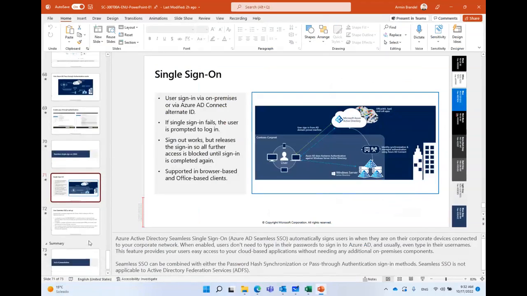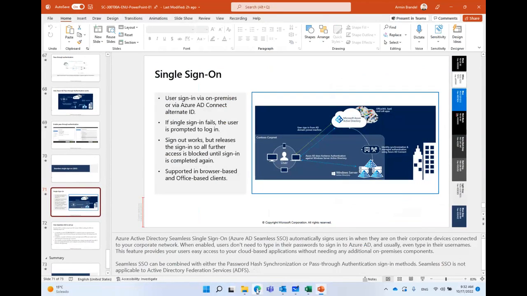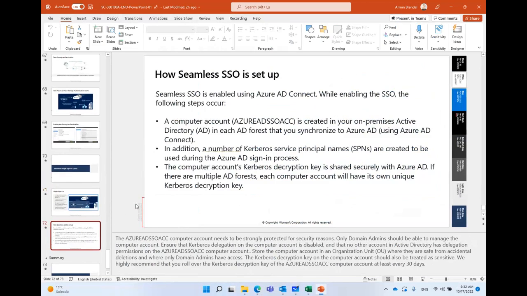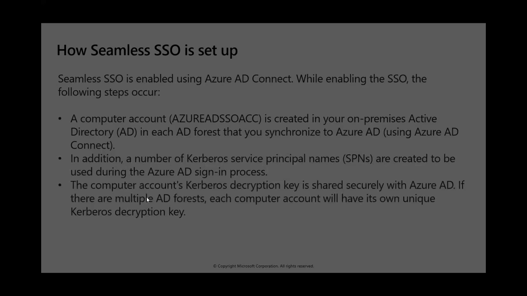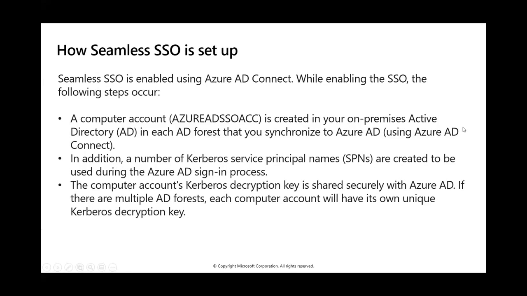So let me just show that also here. It's actually explained how the seamless SSO is set up. It's enabled using Azure AD Connect. When you are defining the settings within your AD Connect, you can also define that about the SSO. And as you can see here, a computer account is created on your on-prem Active Directory in each AD forest that you synchronize to Azure AD using Azure AD Connect.